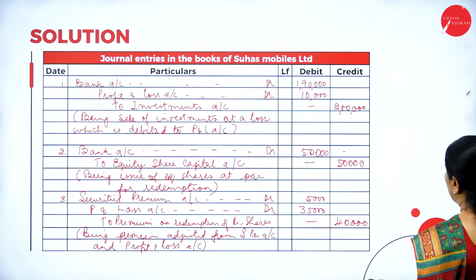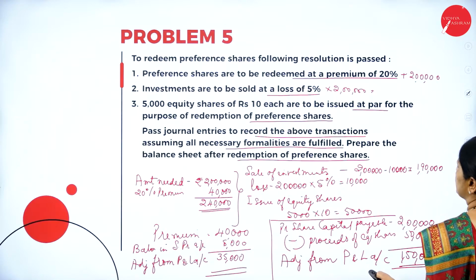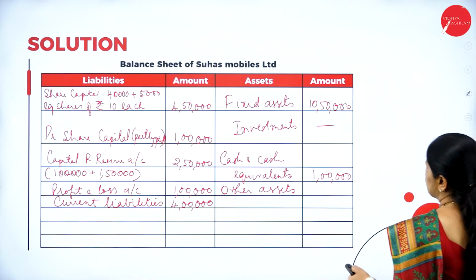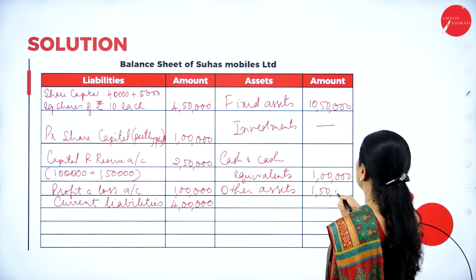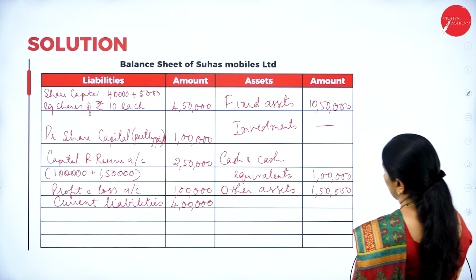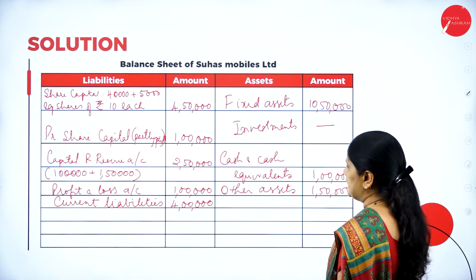Then other assets balance 1,50,000. So other assets balance is 1,50,000. So the total will be 10, 11, 12, 13 lakhs.